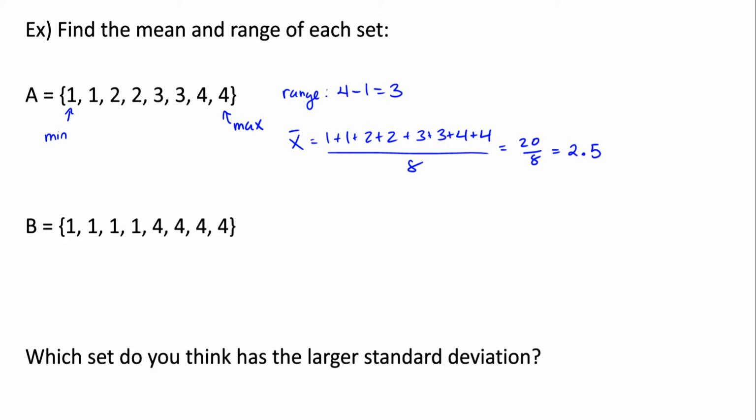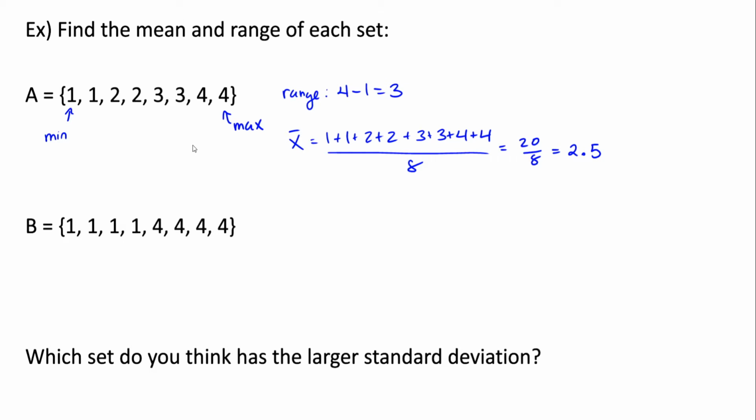And the range and mean that we have for set B also ends up being the same thing. We still have a maximum of 4, we have a minimum of 1. If we add all of these numbers up, divide by the 8 numbers we have in here, we're going to get 20 over 8 again, or 2.5. So how do we differentiate between these two sets? Because we have some statistics about them that match. The standard deviation is going to give us a little bit more information about these sets.